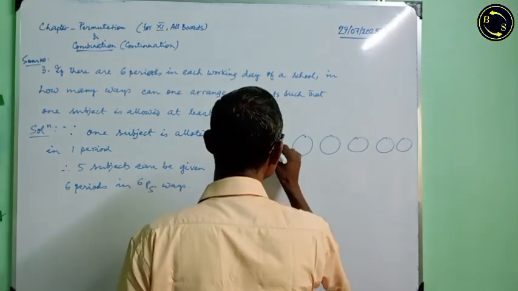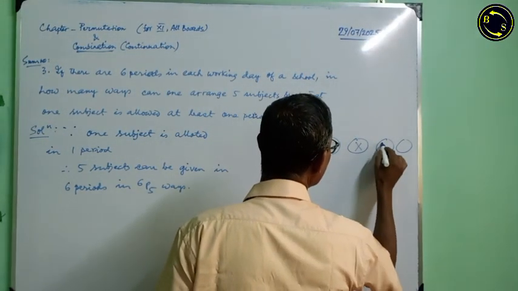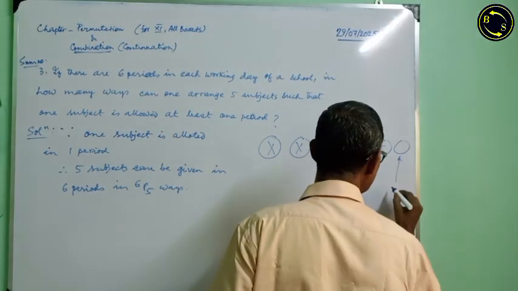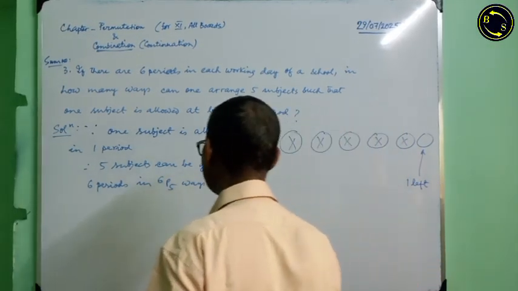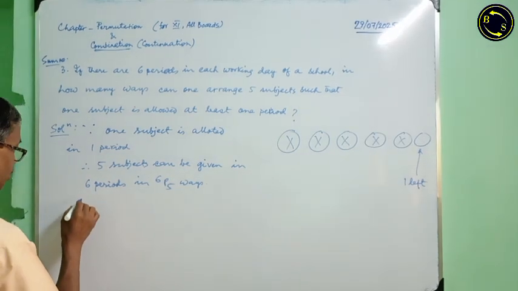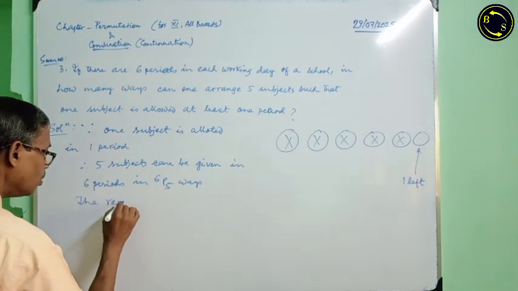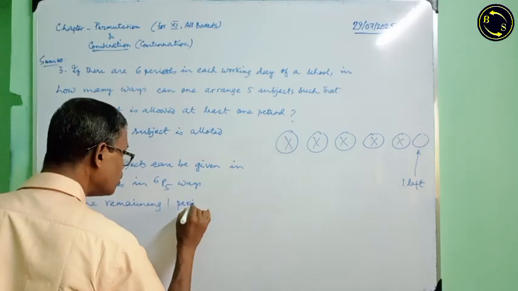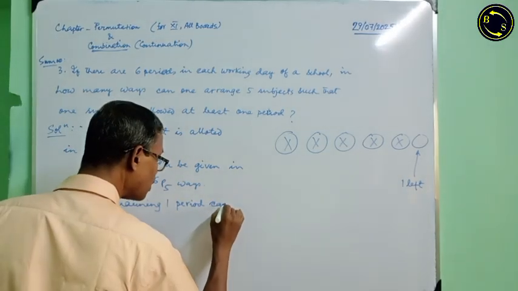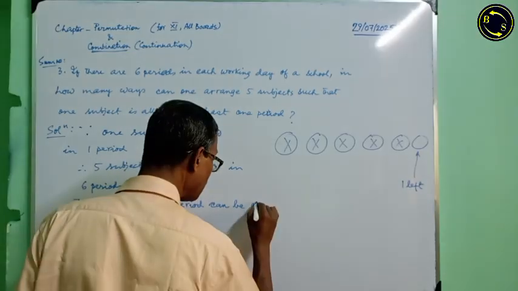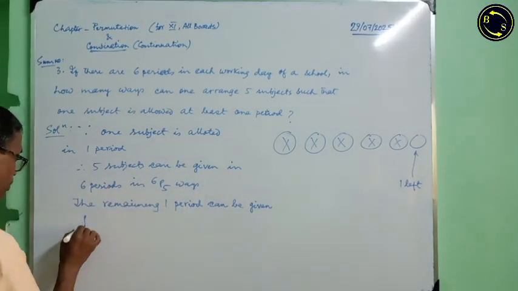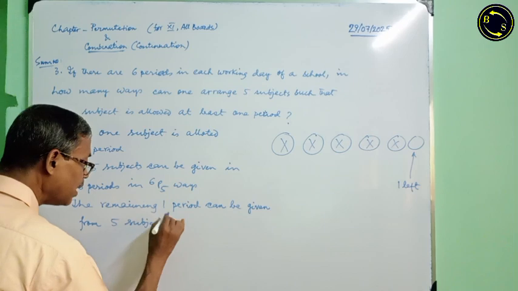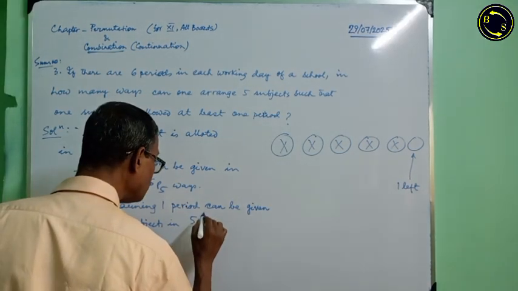That means if we consider like this, one left, the remaining one period can be given from 5 subjects in 5P1 ways.